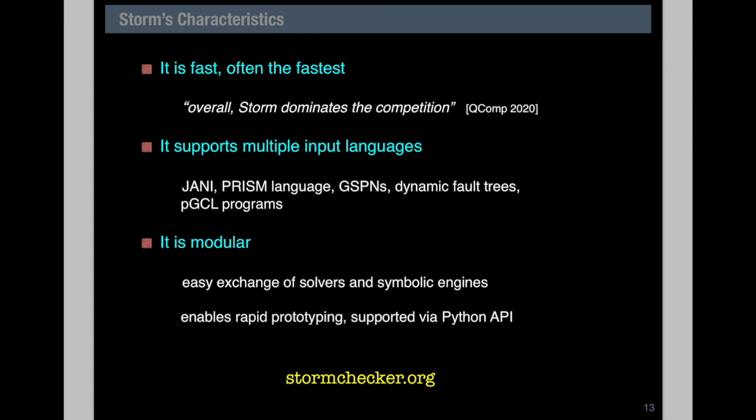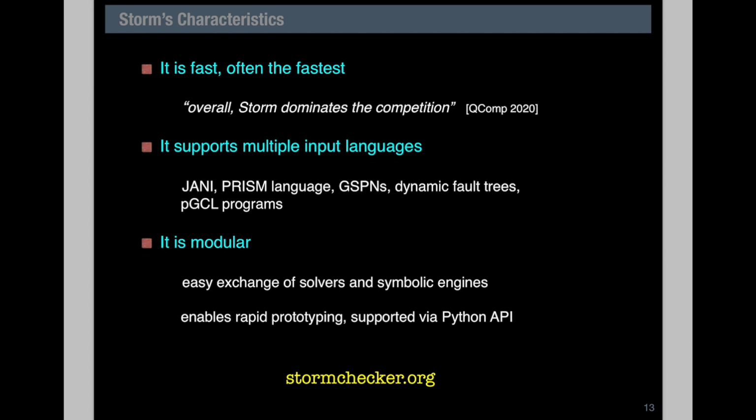Okay, so there are several model checkers around, and what are the three main characteristics of Storm? It's a fast tool, and often the fastest. Since 2019, there is a competition between what are called quantitative model checkers. Let's call them probabilistic model checkers. And also this year, but also in 2019, this is a statement from the evaluation report of this year: overall, Storm dominates the competition. So for many cases, we are the fastest.